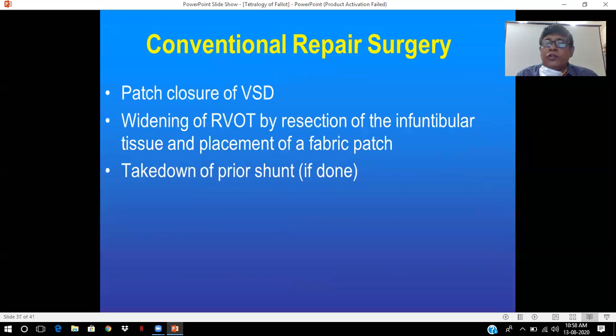Conventional surgery is patch closure of the VSD, widening of the right ventricular outflow obstruction, and take down of the prior shunt. If a prior shunt was done, it has to be closed down.